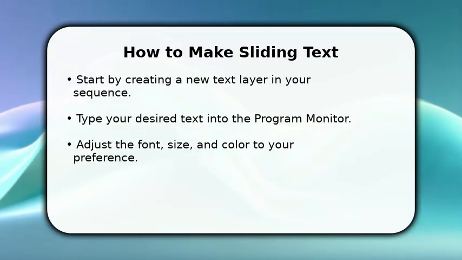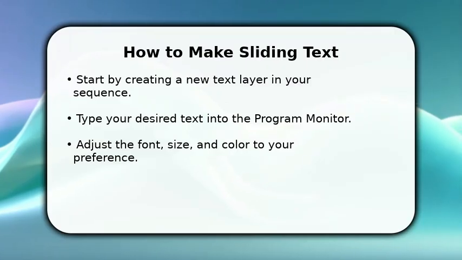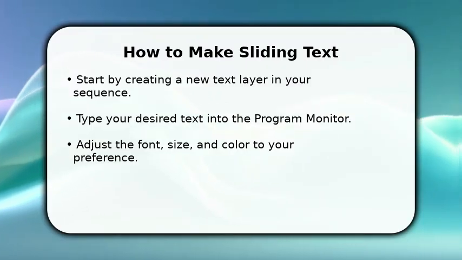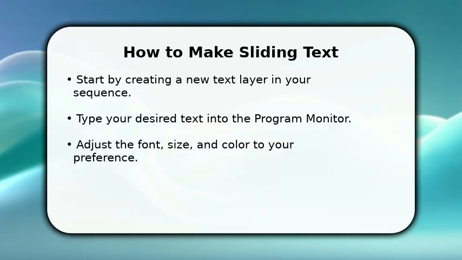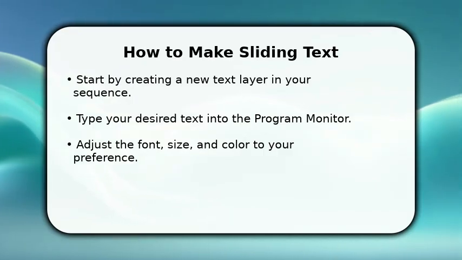In this video, I will show how to make sliding text in Premiere Pro. First, open your project and navigate to the Essential Graphics panel. Click the New Layer icon and select Text to create a new text layer. Type your desired text directly into the program monitor.